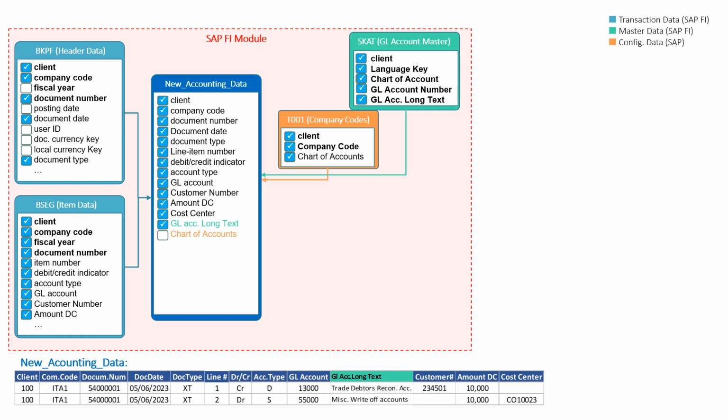The light blue colored tables represent BSEG and BKPF transactional tables. The green one is for master data, in this case for GL accounts, and the orange one is configuration data, here related to SAP FICO configuration.